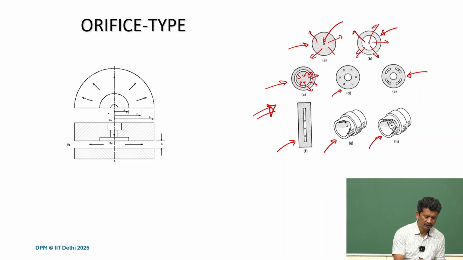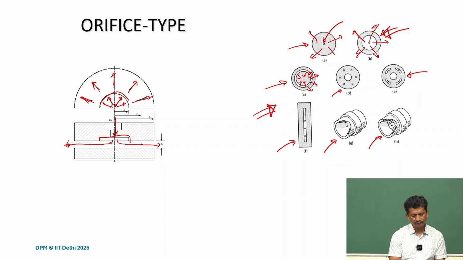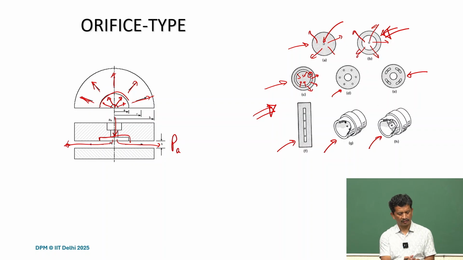So what we did is simply we took this case, the orifice type with the central pocket, and what you see is that there is a pocket here. So air is passed through. First it comes here, and then again it passes through the bearing surface. So it is going like this, and this is atmospheric pressure, and we just learned how it supports the load.